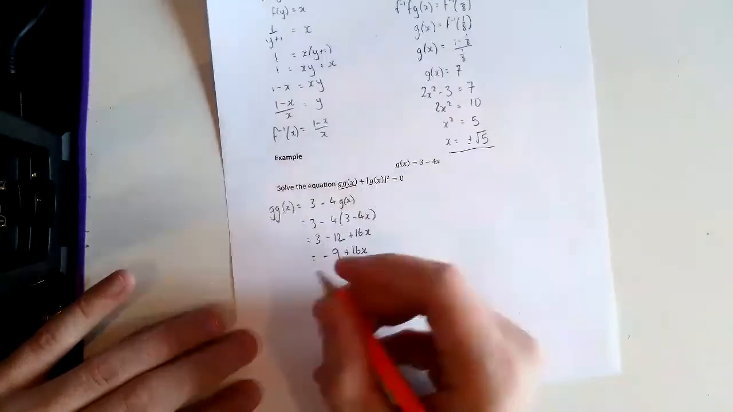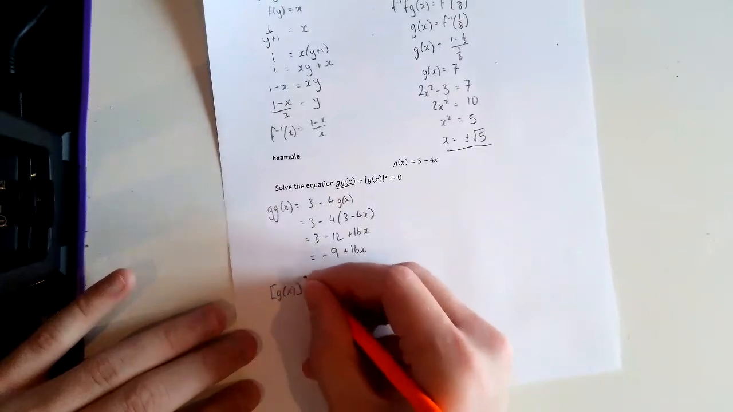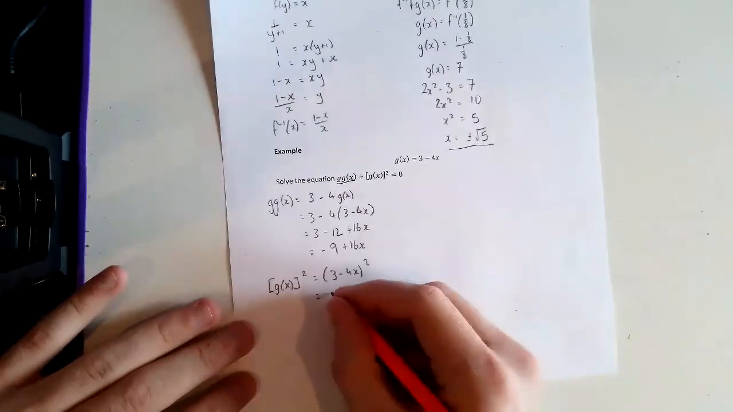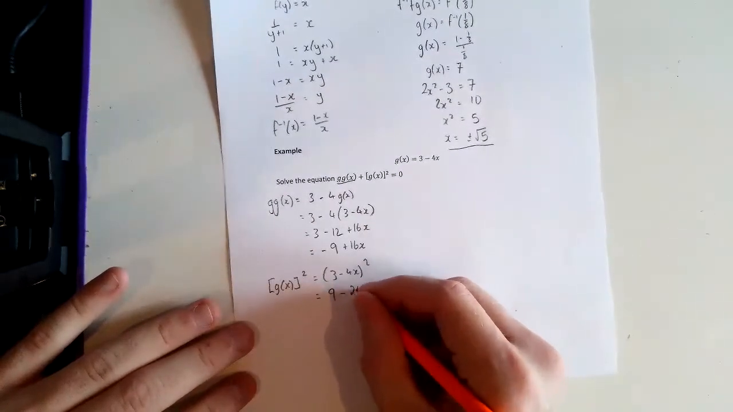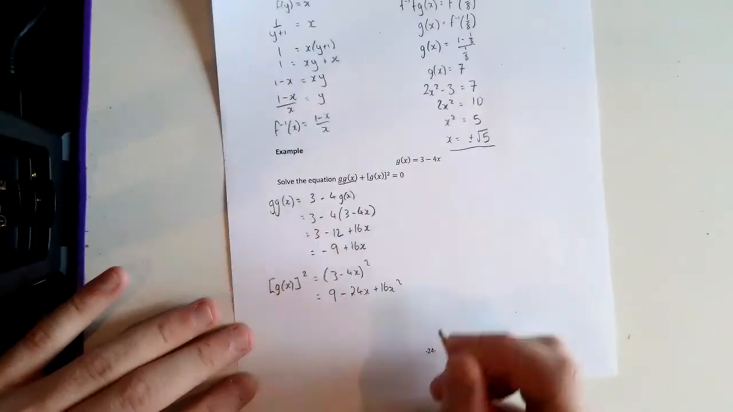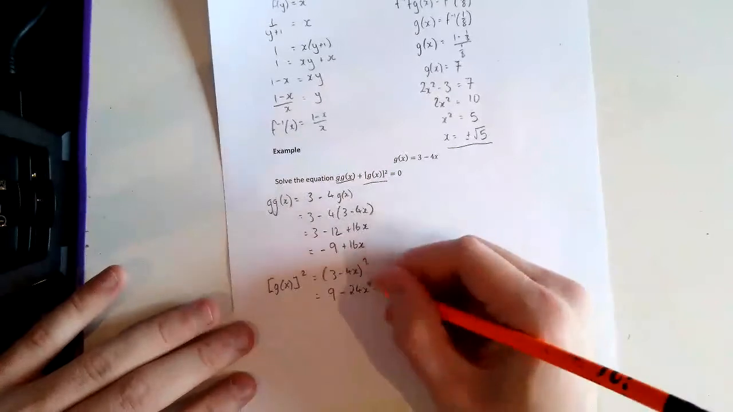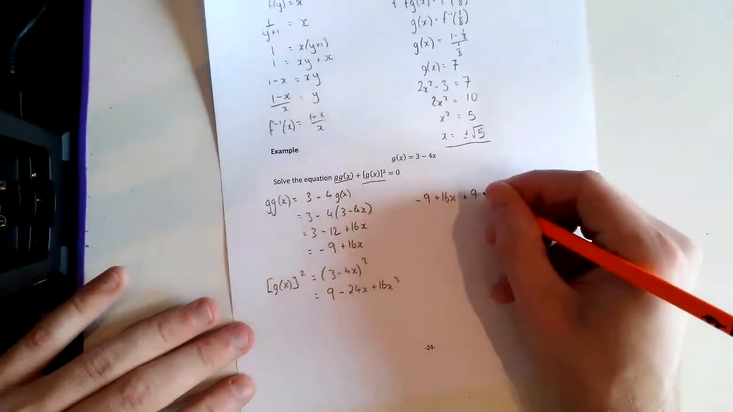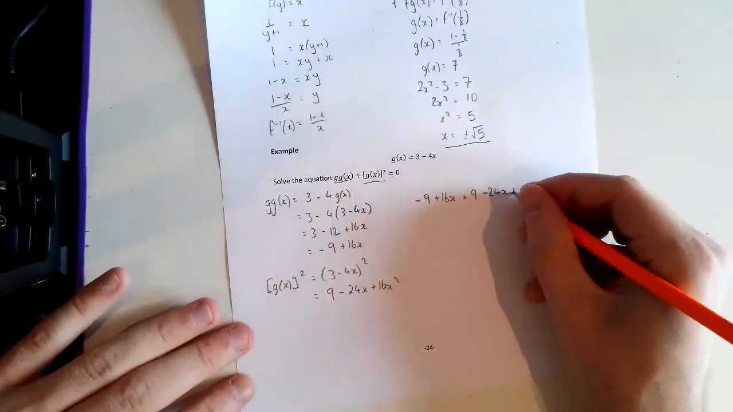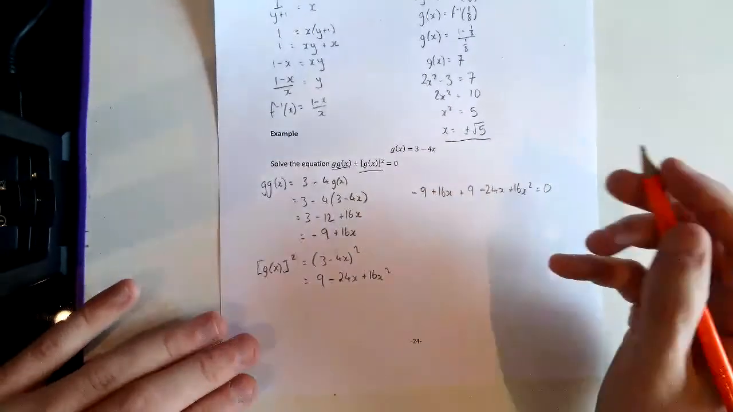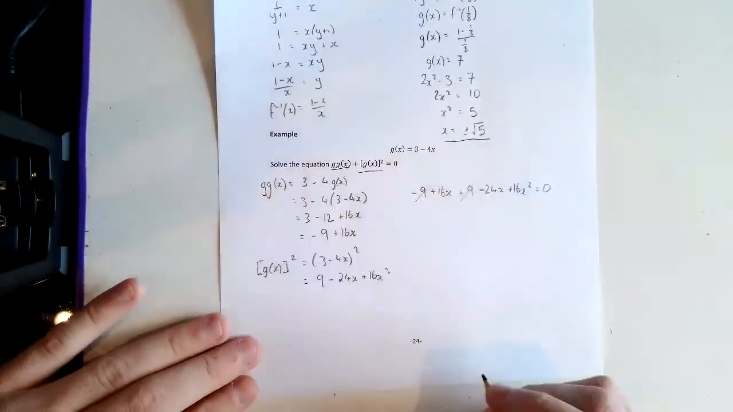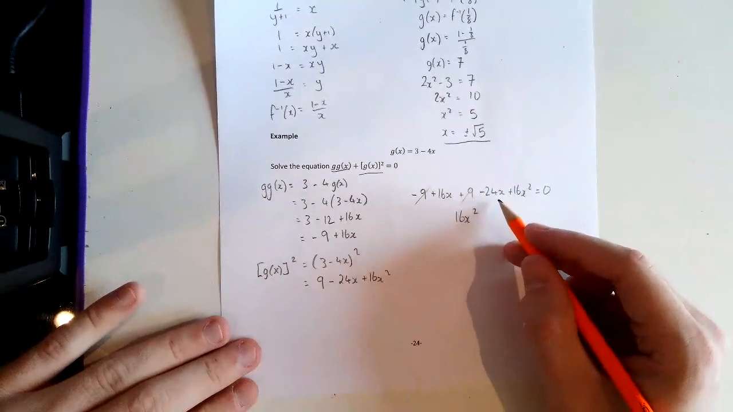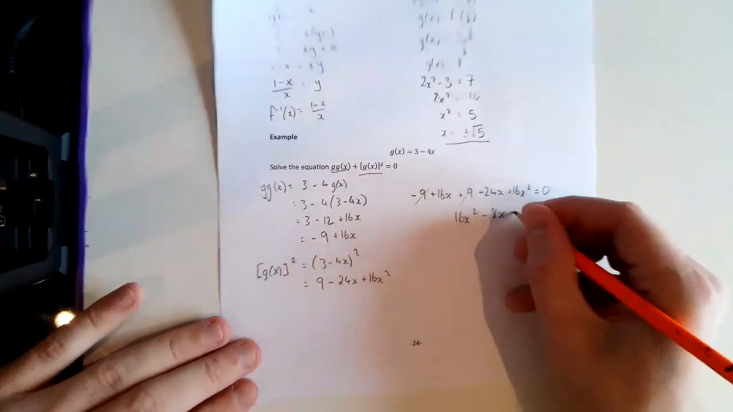That's the first bit. The second bit, g of x squared, is 3 minus 4x, all squared. So expand it, I get 9 minus 24x plus 16x squared. So I've got that bit now. Add them together and make it equal 0. So minus 9 plus 16x plus, and I don't need brackets when I'm plussing because you can add in any order. Well, the minus 9 and the 9 cancel out. So I'm left with 16x squared. 16x take away 24x gives me minus 8x equals 0.